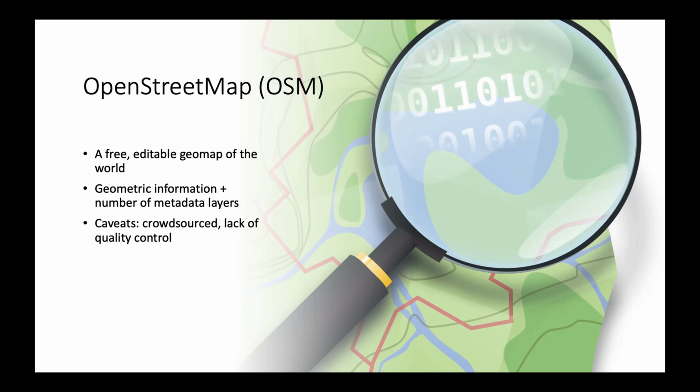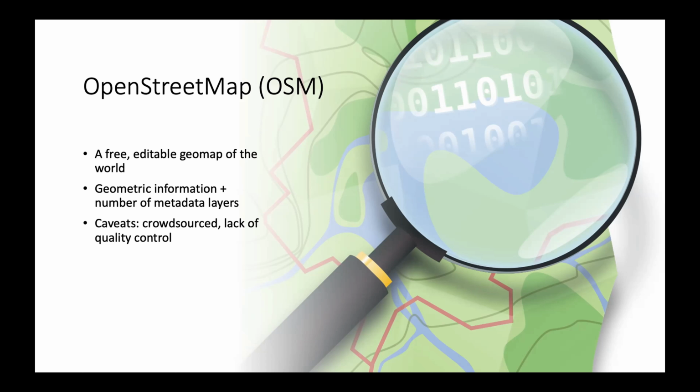And it's not just geometric information, but it has a lot of other metadata layers. So you can go in and tweak OpenStreetMap. You can add attributes like widths of roads, and you can add things like stop signs and all sorts of other information. And since it's crowdsourced, it's easier to scale, but it also comes with a few caveats in that it's crowdsourced. So you have no control over the quality or accuracy of the resulting map.